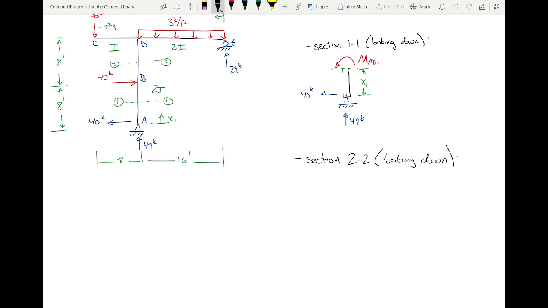All right. Section 2.2. Cut a section, look down. When I samurai sword or lightsaber through line 2.2 and look down, what do I see? I see this.